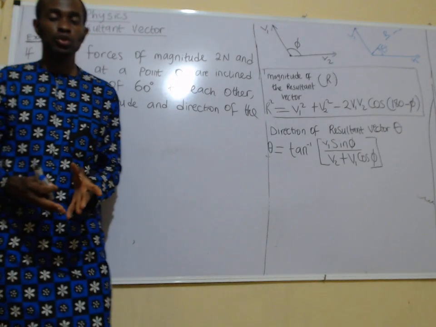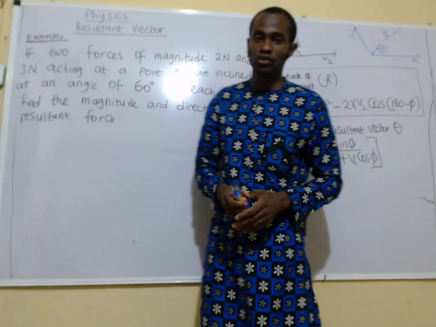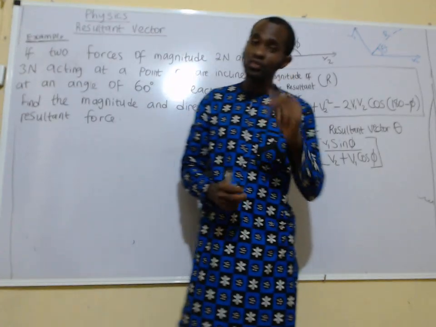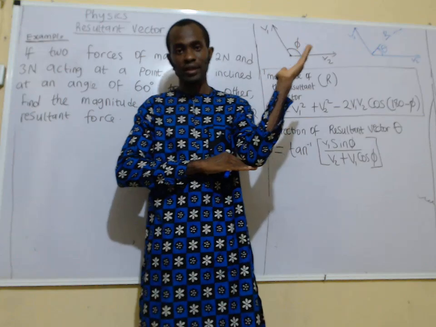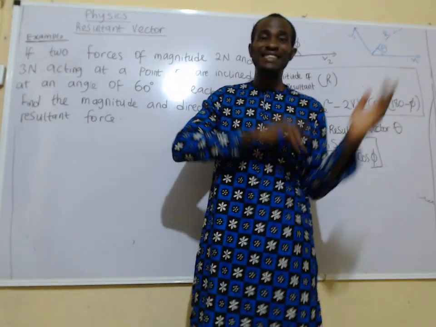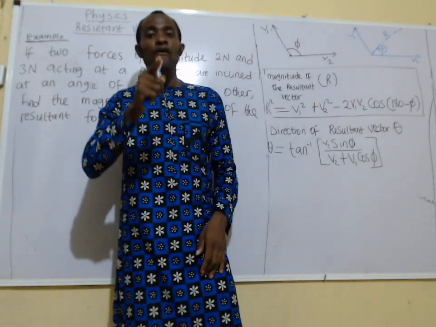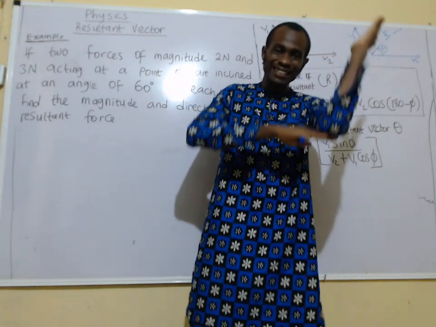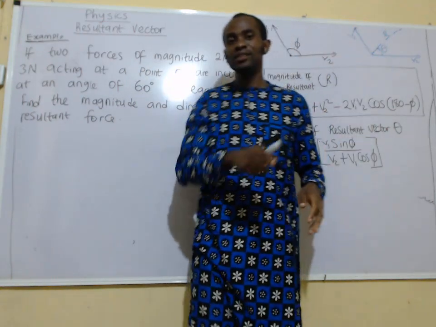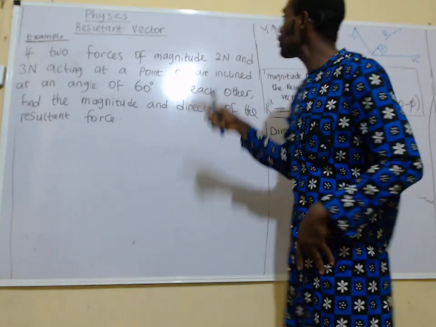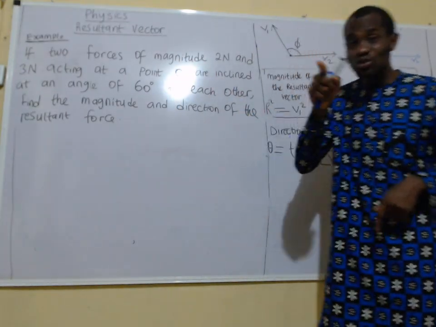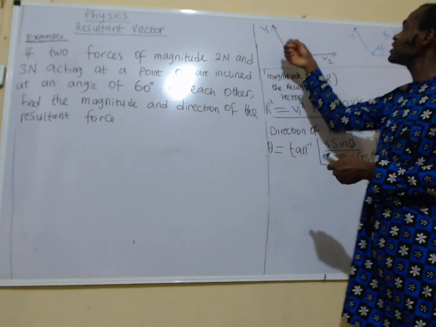So still today we want to talk about resultant vectors. But this time around we are talking about the resultant of two vectors acting at a point at an angle that is different from 90 degrees. Two vectors acting at a point at an angle that is not 90 degrees. So if you have that kind of case, which can be represented this way.